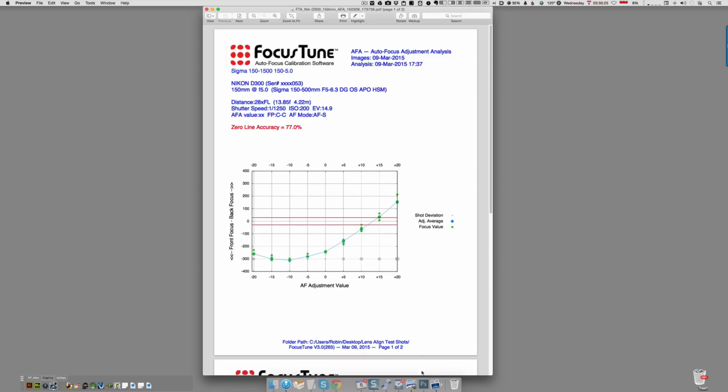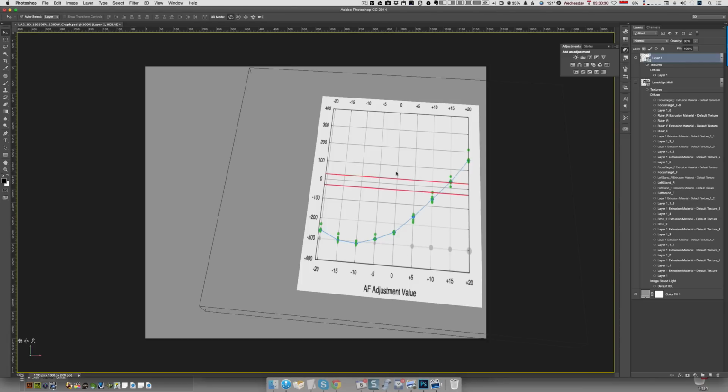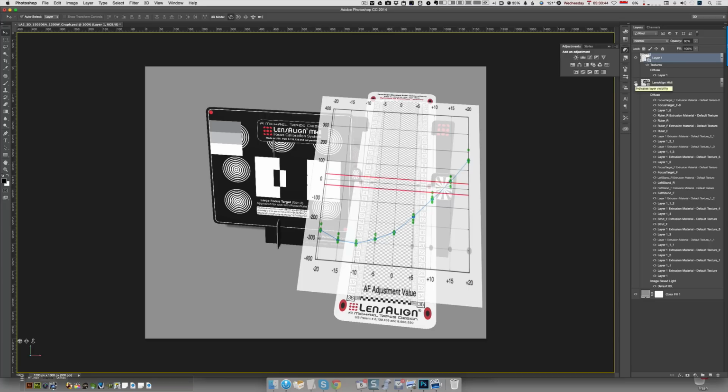Let me show you this in 3D, and maybe it'll give you a different perspective. So if you think about this in space, where these dots are behind and these are in front of a zero line, and let me put LensAlign behind that, now you can sort of see, not perfectly, but you get the idea. We focused on the focus target, so we expected that plane where it intersects here to be across the zero line.